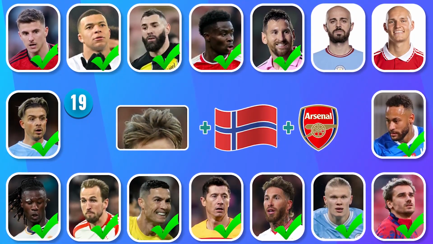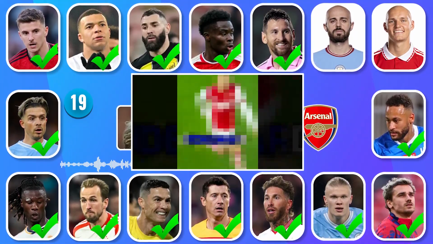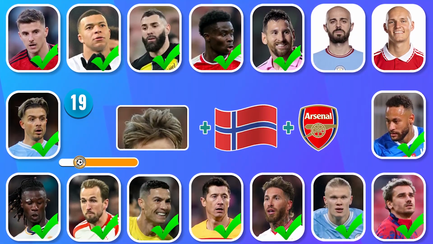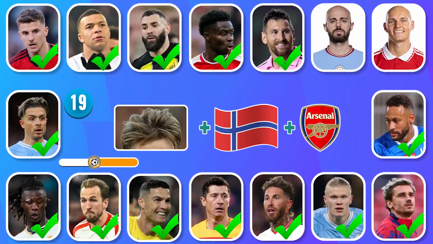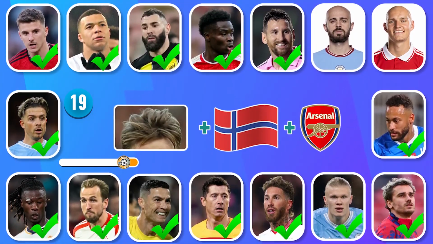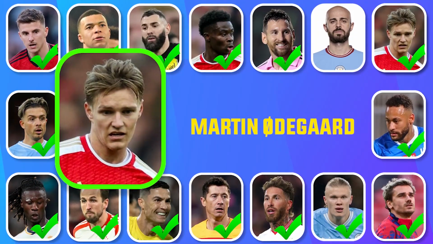Question 19. Who is this? That's right, it's Martin Odegaard.